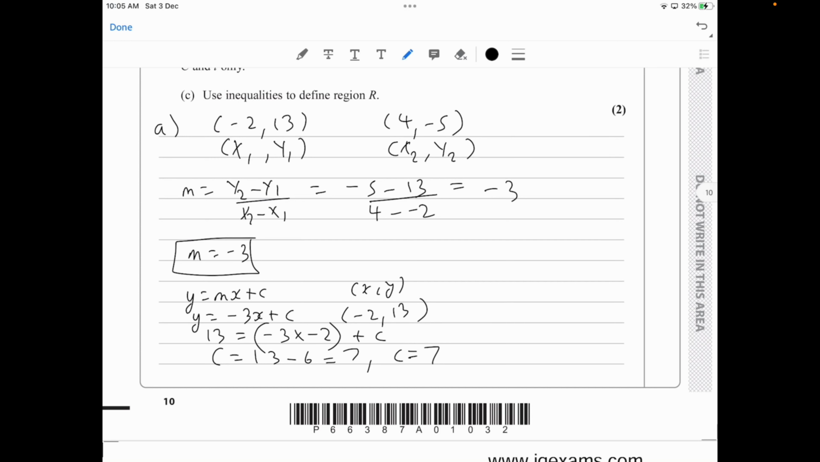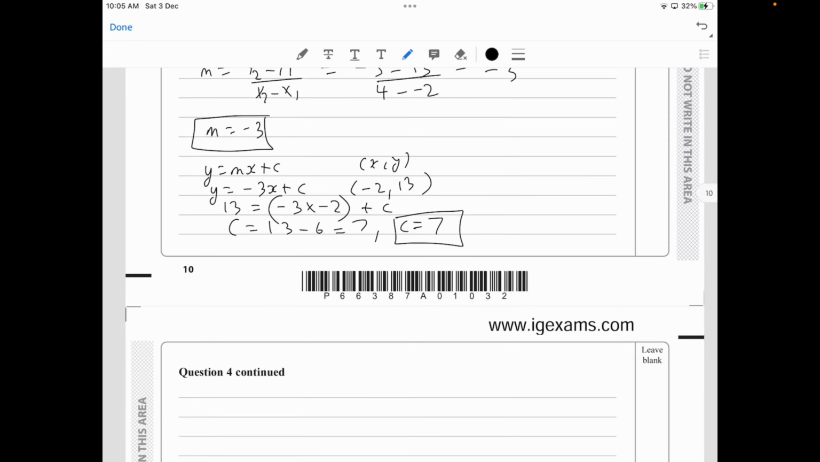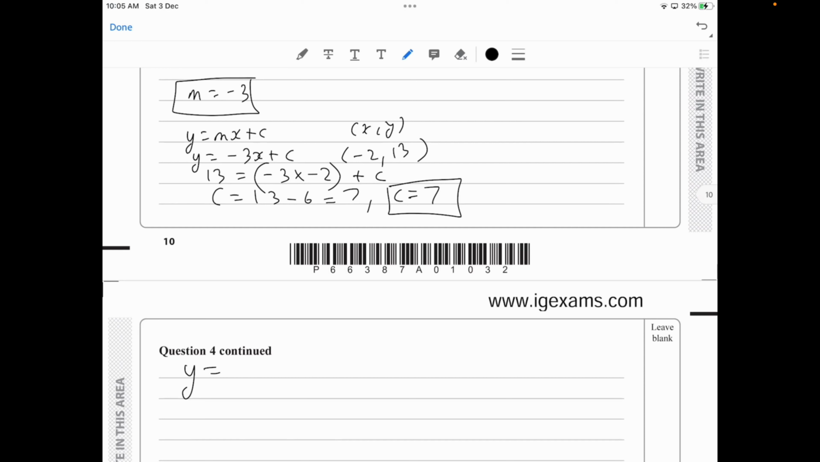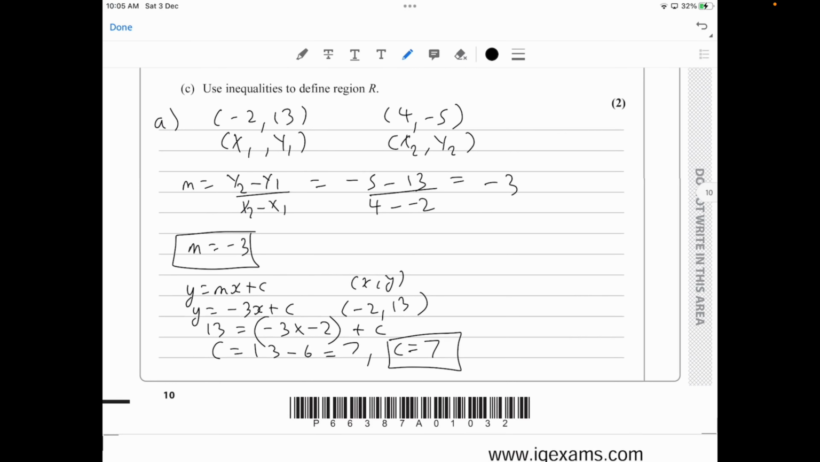Indirectly, I'm just trying to draw the box here. Okay. Indirectly, you have found out the equation. Your final equation is going to be, I'm going to write it down here, y is equivalent to -3x plus 7. This is going to be your final equation for A itself. That's going to be the equation for A. Let's move on to the next question.